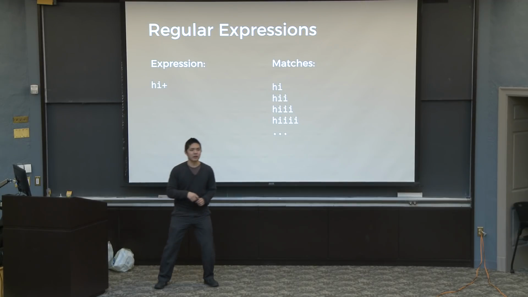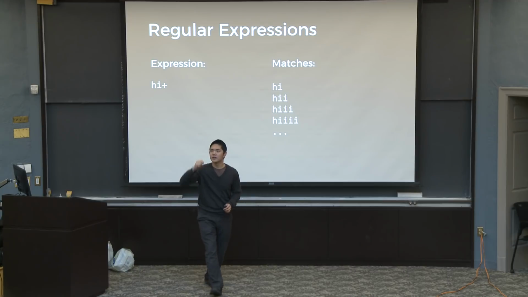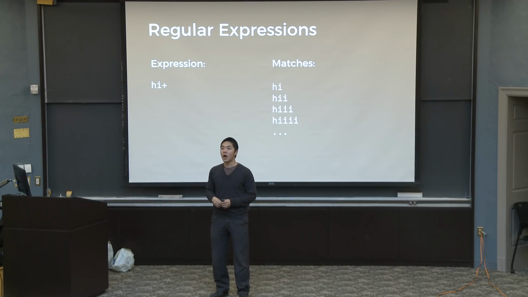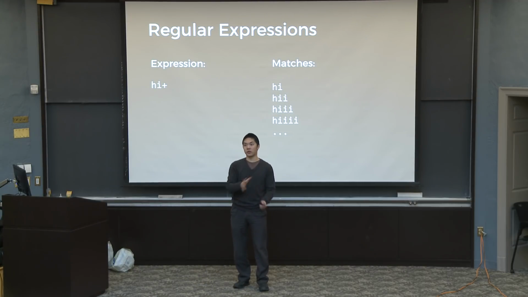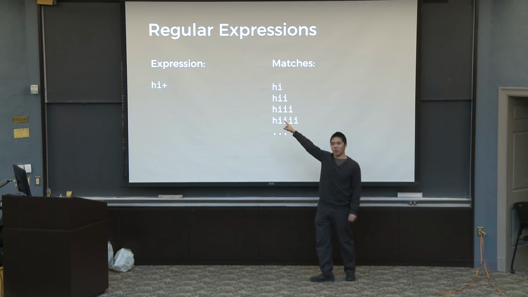I see some frowny faces. Questions about any of that? Yeah? What's the difference then between the plus and the star? The star is 0 or more, so it could be none or it could be more. The plus is 1 or more. So the hi with a plus requires at least 1 i, whereas hi star could be just H, for instance. Yeah?